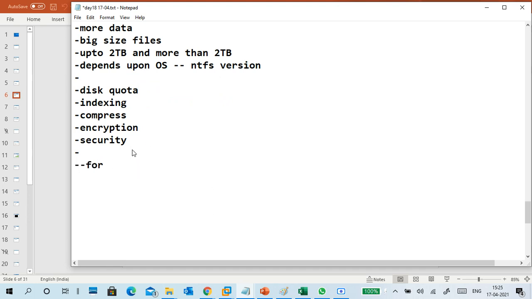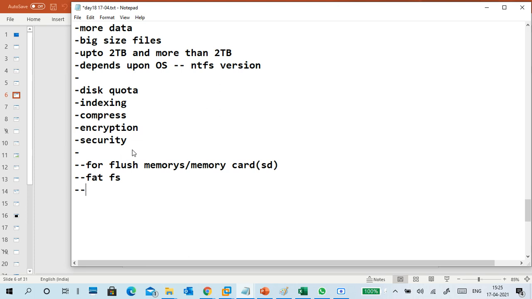Okay, so next, for flash memories like memory cards. Memory card types means like SD cards, no? So for that one, we use the FAT file system only.